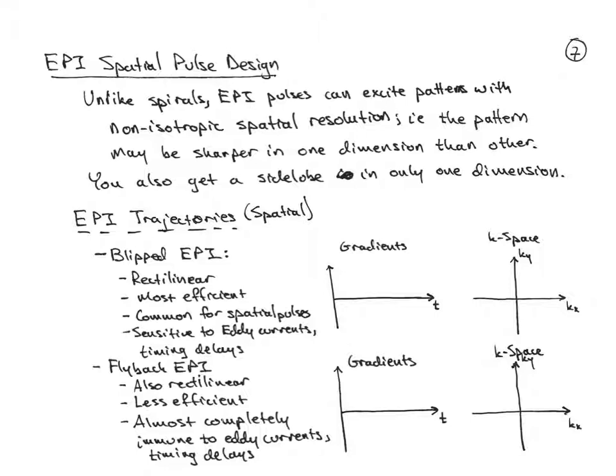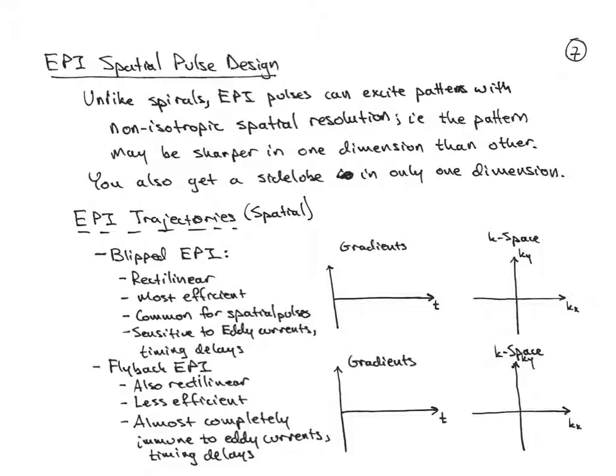So now we've covered spiral RF pulse design, and we'll move on to echoplanar spatial pulse design. Unlike spiral pulses, echoplanar pulses can excite patterns with non-isotropic spatial resolution. That is, the pulse designer is free to make the pattern sharper in one dimension compared to the other. You also get a side lobe in only one dimension, that's the phase-encoded dimension.